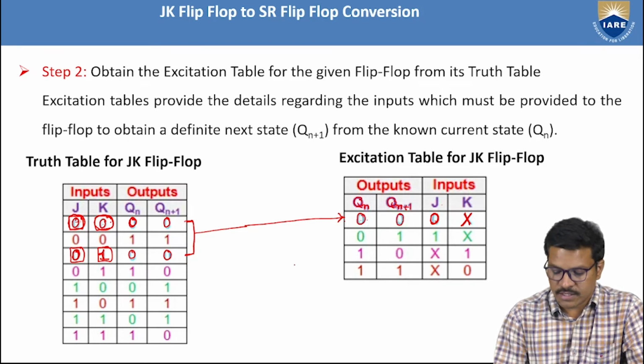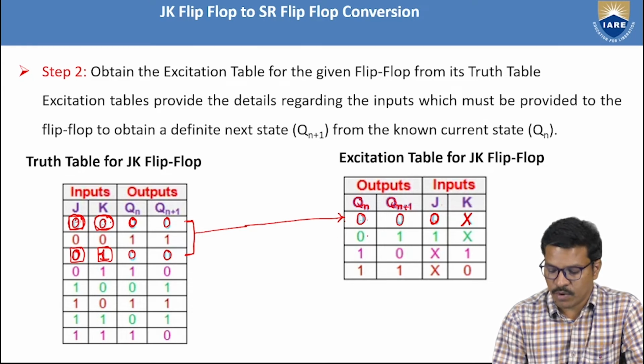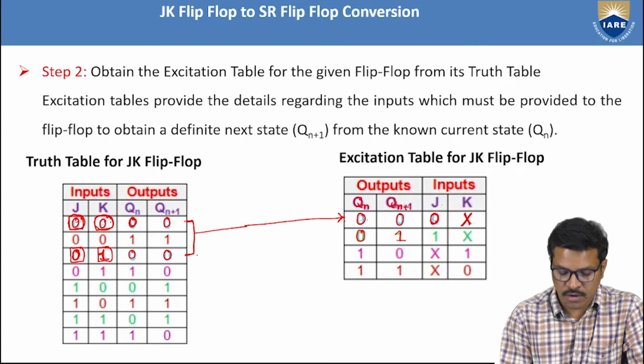And then the second row in the excitation table, 0 and 1. When can we get this 0 and 1? These two cases are the 0 and 1 cases.